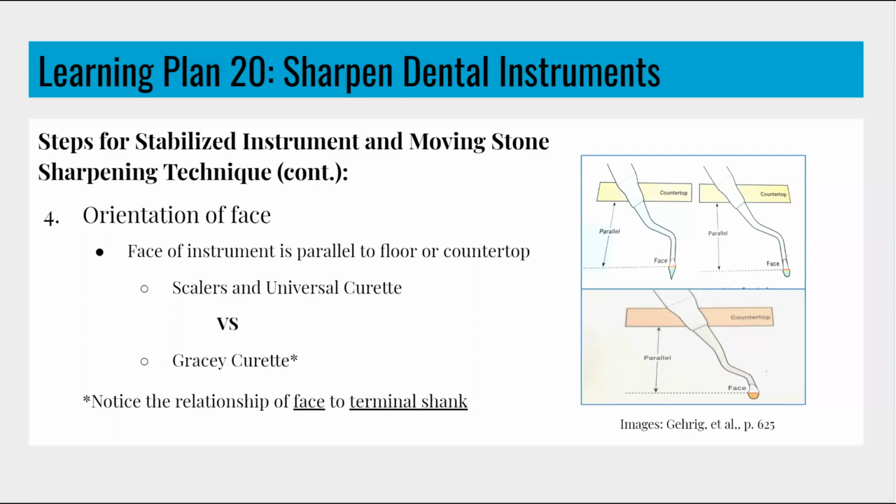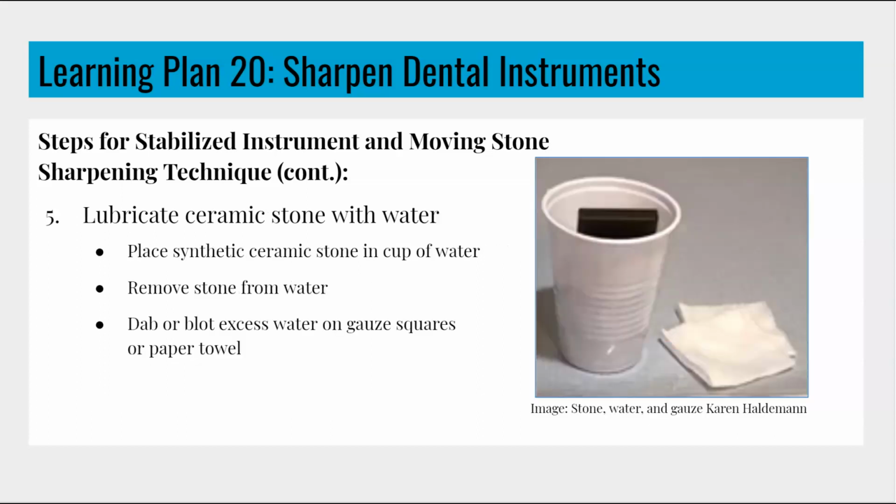Look at the position of the face and terminal shank of the Gracey curette once the face is parallel to the countertop. Remember that an area-specific curette has one lower cutting edge that is offset. Therefore, when the face is parallel to the countertop, the terminal shank will not be perpendicular, as it is with scalers and universal curettes. The synthetic ceramic stone is lubricated with water.